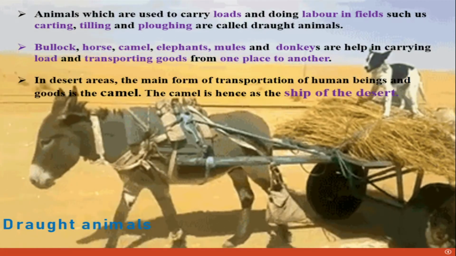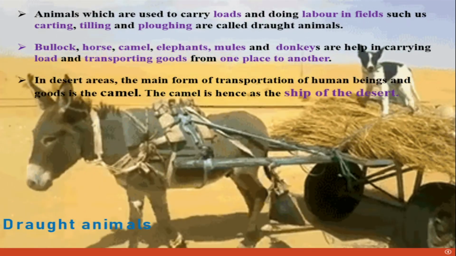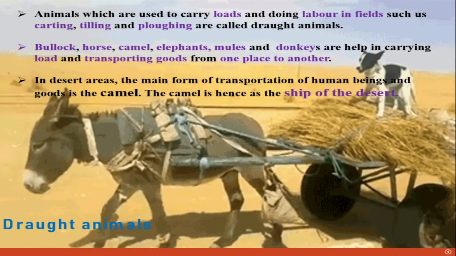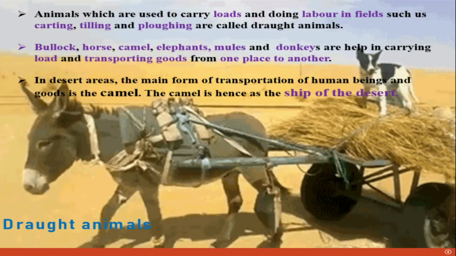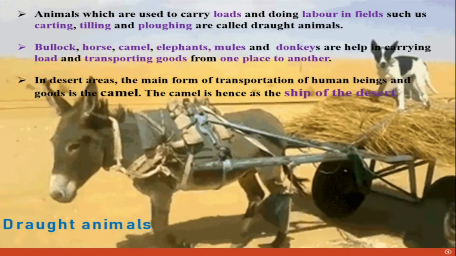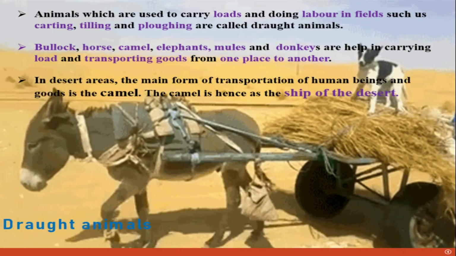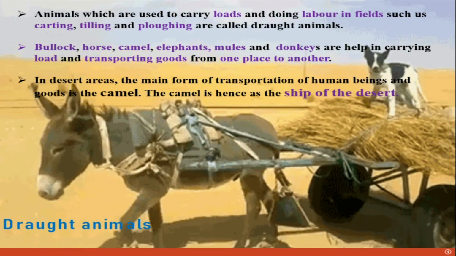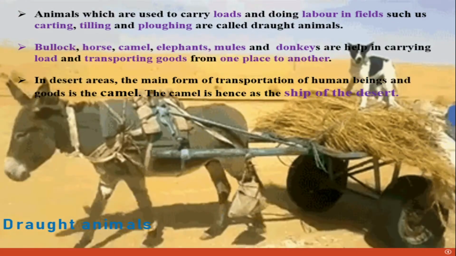In desert places, we cannot drive any vehicles, but we can transport the loads from one place to another with the help of animals. What is the camel called? The camel is the ship of the desert. With the help of the camel, we can carry loads from one place to another, particularly in desert areas.